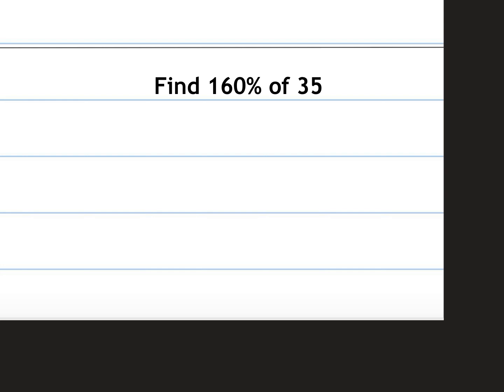Find 160% of 35. Move the decimal 2 spots to the left. "Of": multiply by 35. And I end up with an answer of 56.